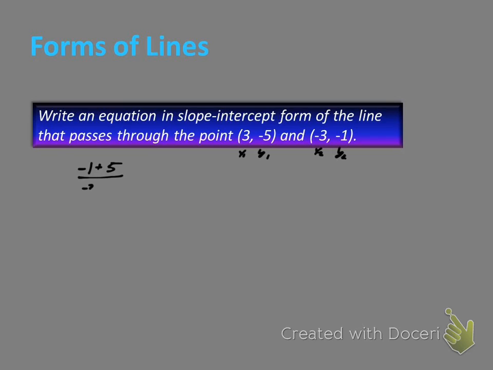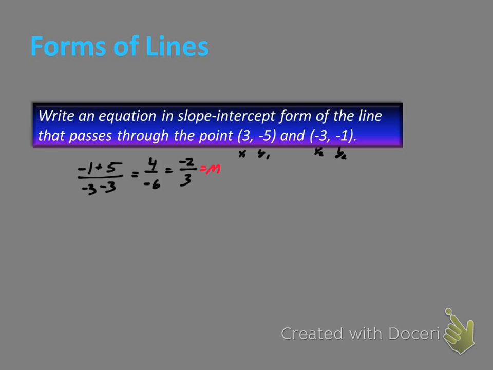And then we go -3 minus 3. So we get 4 over -6, which reduces to -2/3. Good. And that is our slope.